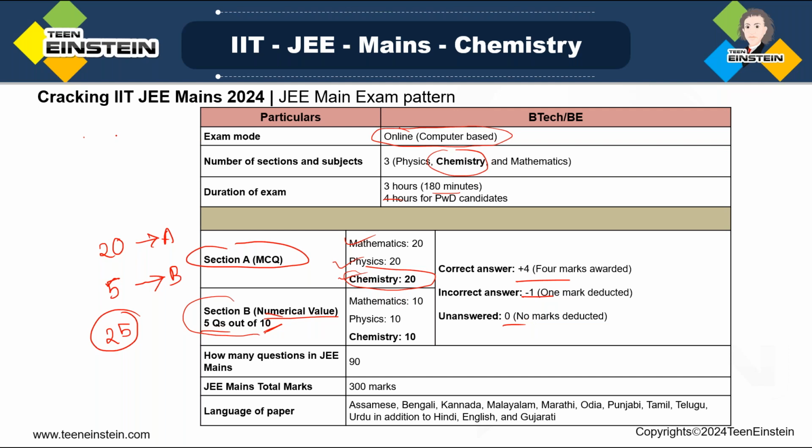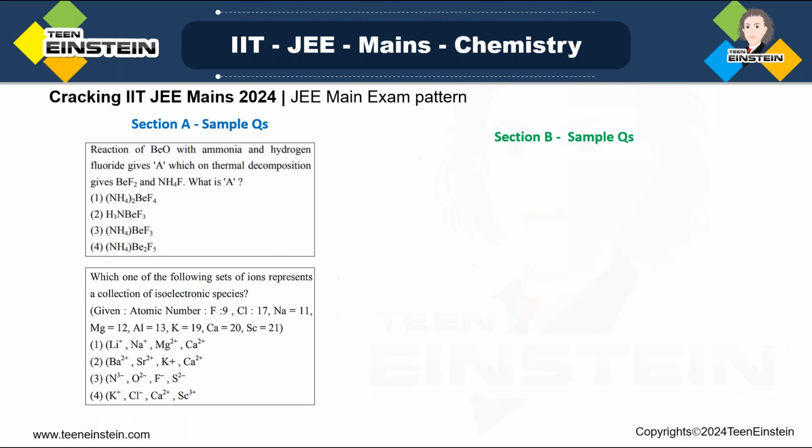Now 25 into 4, that means it will be 100 marks for each subject. So for chemistry it will be 100 marks, and the other subjects are also 100 marks. So that is why it is 300 marks. 100, 100, 100. So that is the maximum. Suppose all the 25 questions you have answered, that means it is 300 marks maximum. And there are different languages of paper that you can opt for.